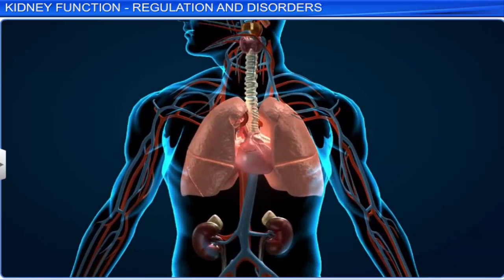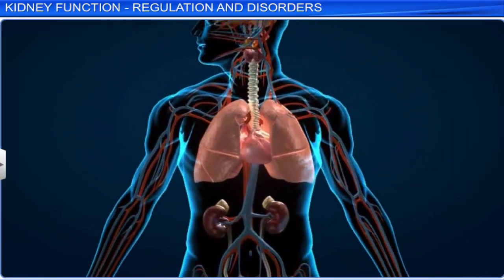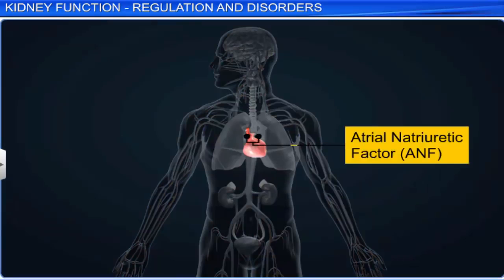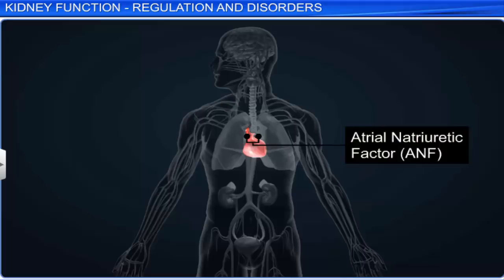Apart from the hypothalamus and JGA, the heart also regulates the functioning of the kidneys to a certain extent. The muscles of the heart release atrial natriuretic factor, or ANF, when the blood pressure in the atria increases. ANF, a peptide hormone, is a vasodilator and also a diuretic that dilates the blood vessels and helps to decrease the blood sodium and water levels. It exhibits an inhibitory effect on the renin-angiotensin mechanism.